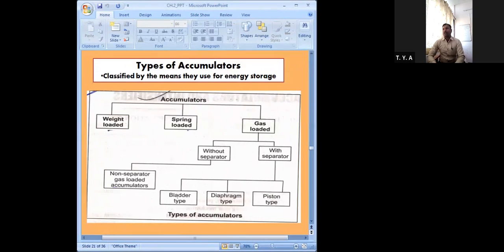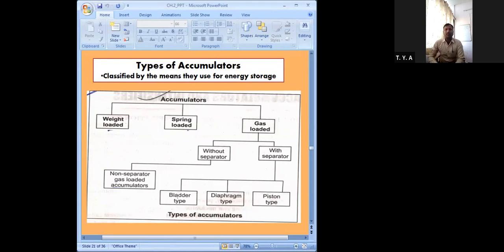There are basically three types of accumulators used in the hydraulic system. First is the weight loaded accumulator, then the spring loaded accumulator, and the gas loaded accumulator. Now, this gas loaded accumulator is further divided into two groups: one is the without separator gas loaded accumulator, and the other is the with separator gas loaded accumulator.